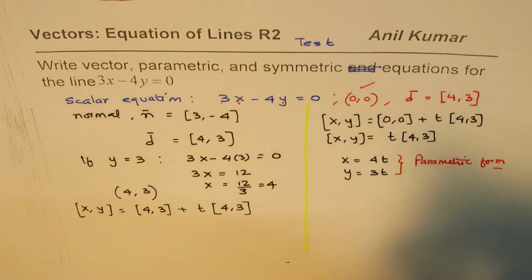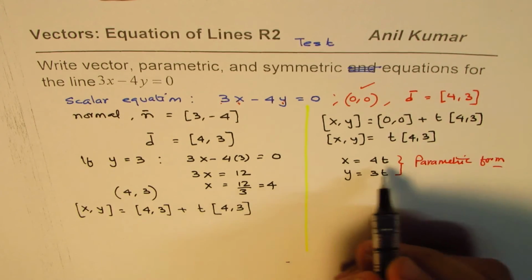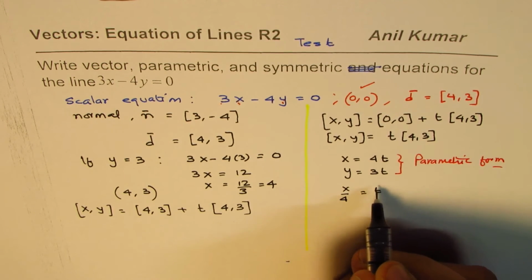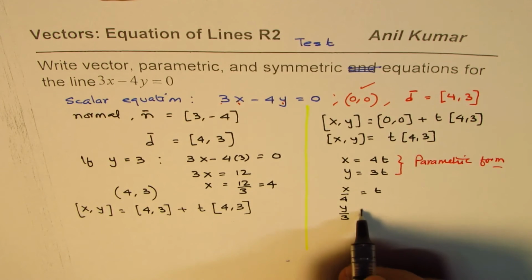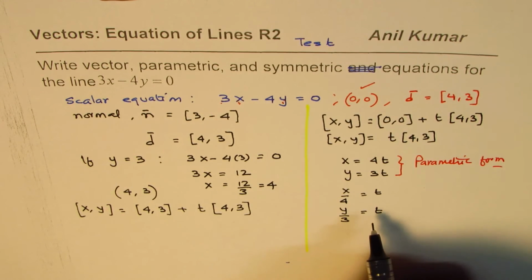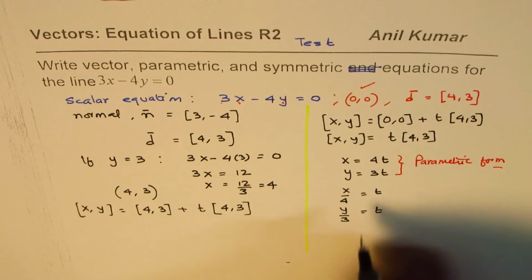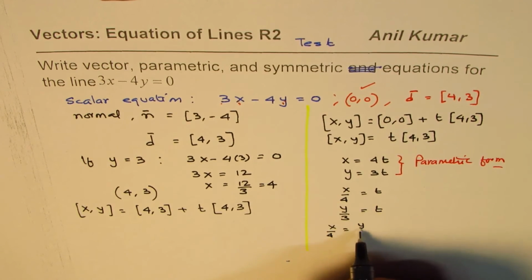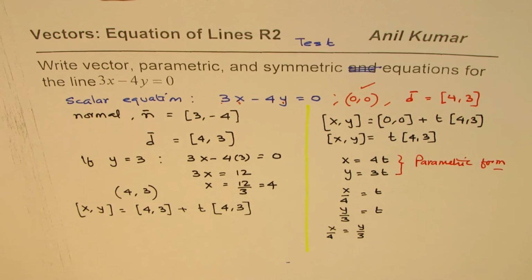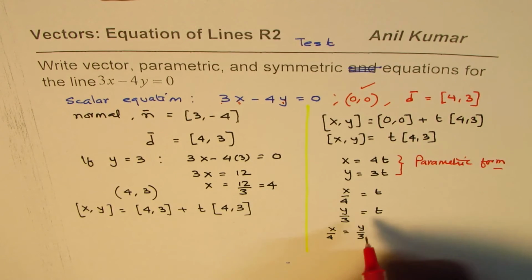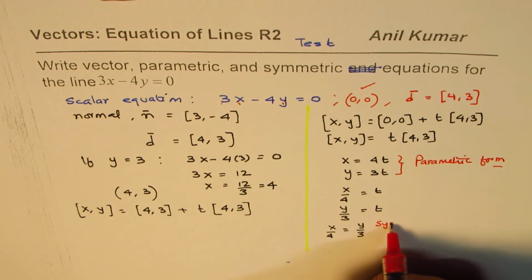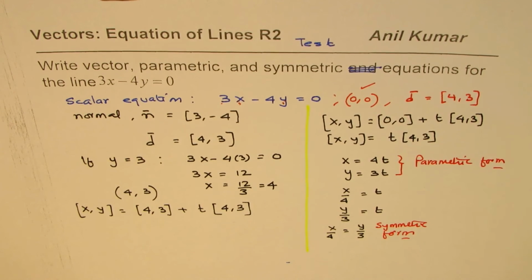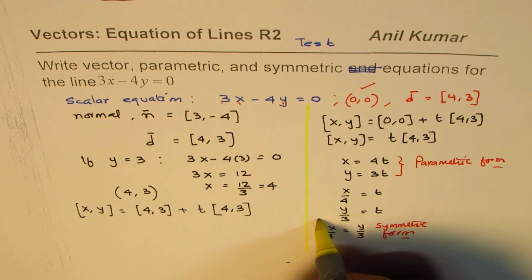And to write it in symmetric form, we need to isolate t, right? So we can write x over 4 equals t, and we can write y over 3 equals t, and then from here we could always write x over 4 equals y over 3, right? So that becomes the symmetric form. Correct? So this is the symmetric form.